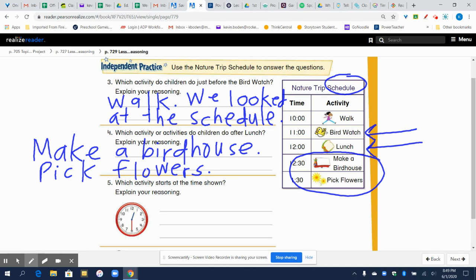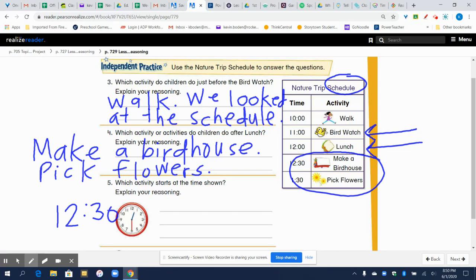Number 5 is where we're going to be next, but don't go to number 5 unless you're done with number 3 and 4. So I'm going to pause it so you can catch up. All right, we're back. Which activity starts at the time shown? Explain your reasoning. So what time does it say, first of all? Yeah, good job. It says 12:30. Another way to say 12:30 is 12:30. So our clock says 12:30.